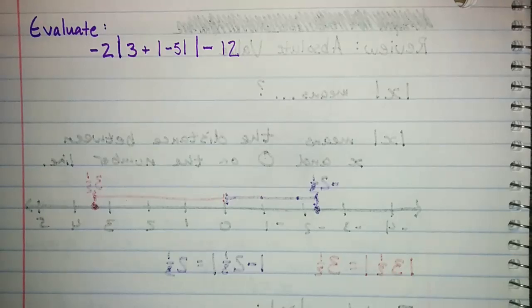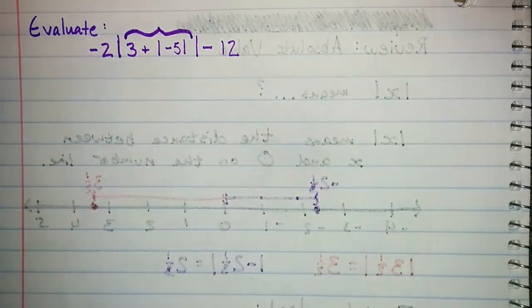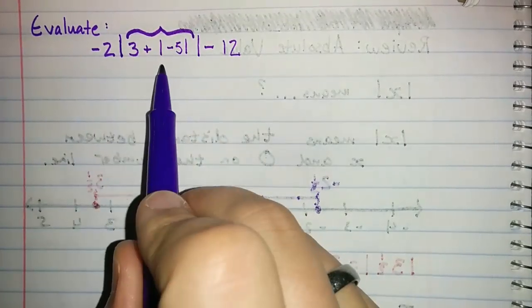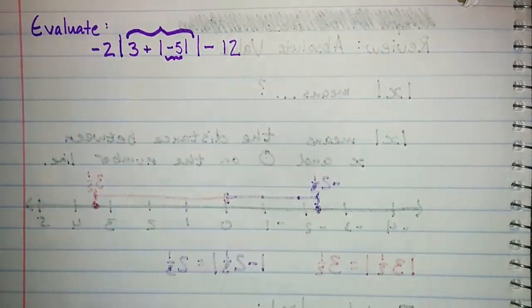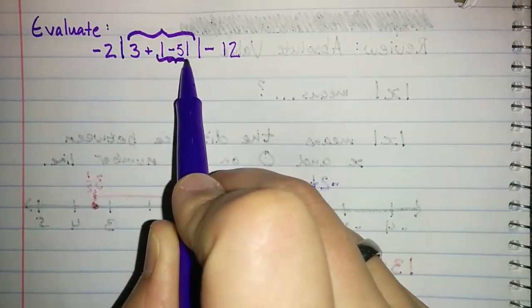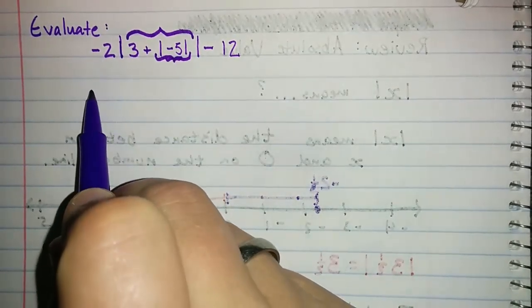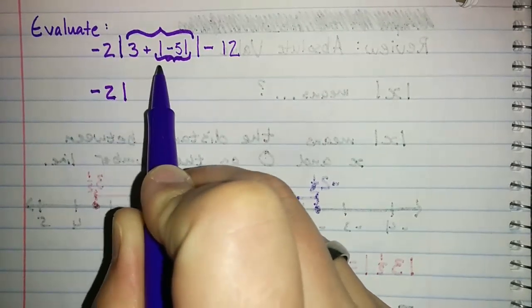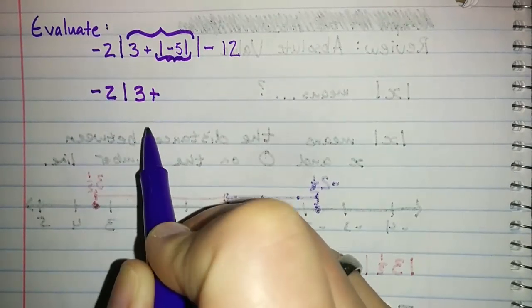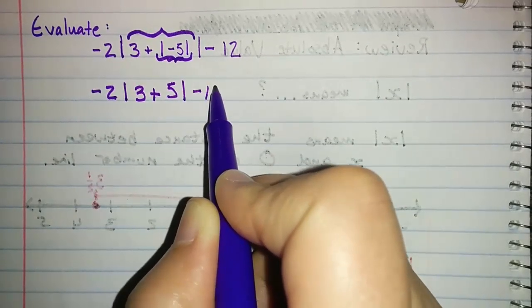Okay, so what do I see? I see this inside an absolute value symbol, which tells me to do what's inside first. But what do I see inside but another absolute value? There isn't anything to do inside here. So now I'm going to evaluate this absolute value. I'll have negative 2 times the absolute value of 3 plus absolute value of negative 5 is 5 minus 12.